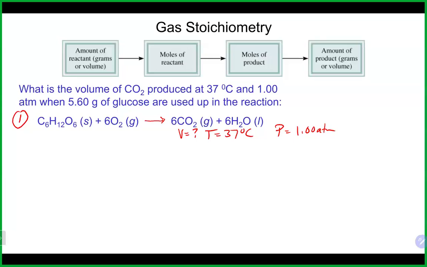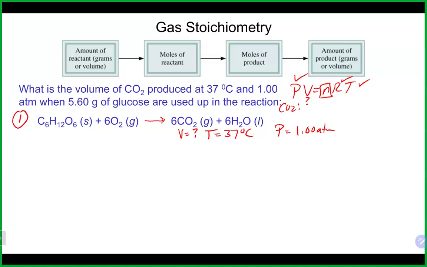So usually what you would want to think about is probably the ideal gas law. If we think about the ideal gas law, PV equals nRT, in terms of the CO2, we have a temperature. We always have R. We do have a pressure. We are looking for the volume. So the one thing we're missing to use the ideal gas law to solve for the volume of CO2 is the moles of CO2.